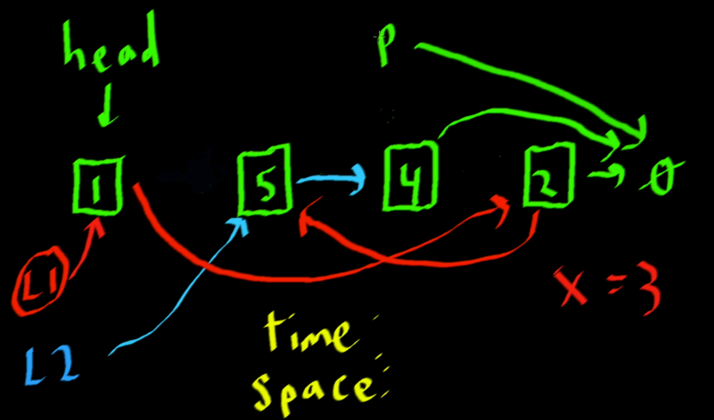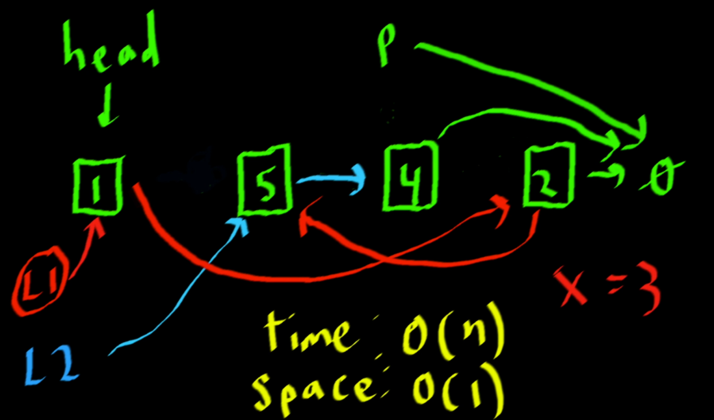Well, for the time, we had this pointer P that iterates through every node in the list. So our time complexity is going to be big O of n, where n is the size of the list. And for our space, we didn't use any additional space here, right? We just moved pointers around, and everything that we used is just constant space. So space will just be constant.